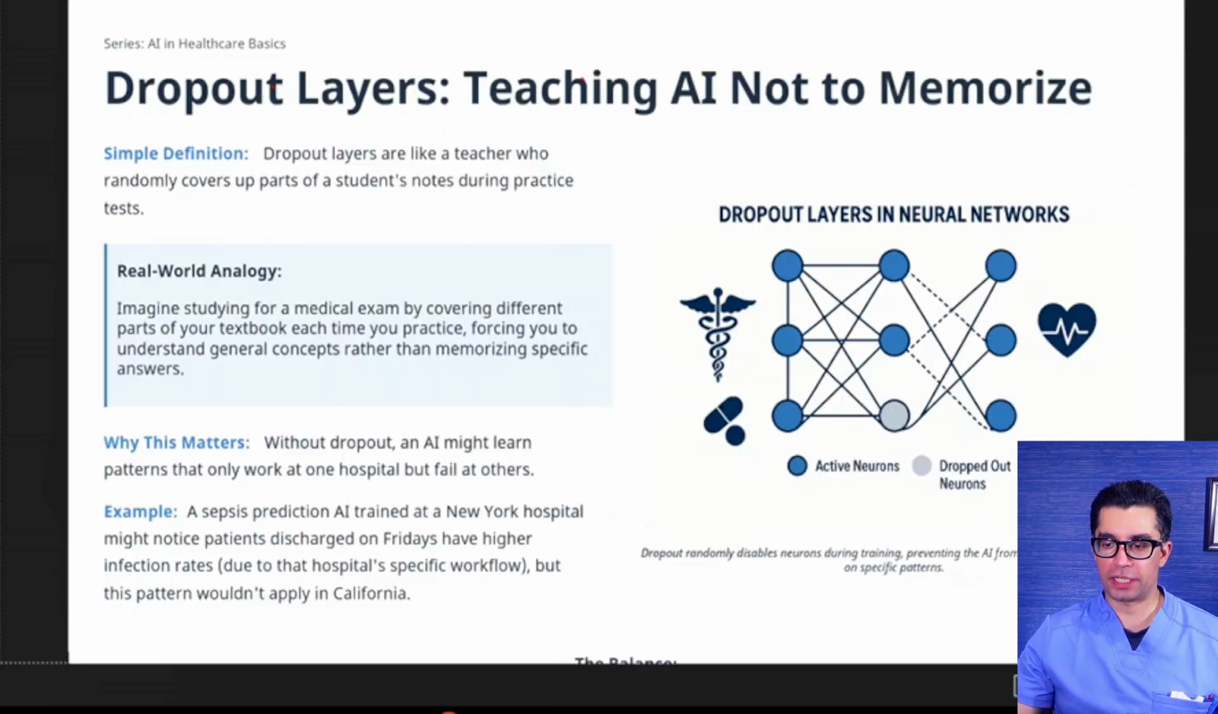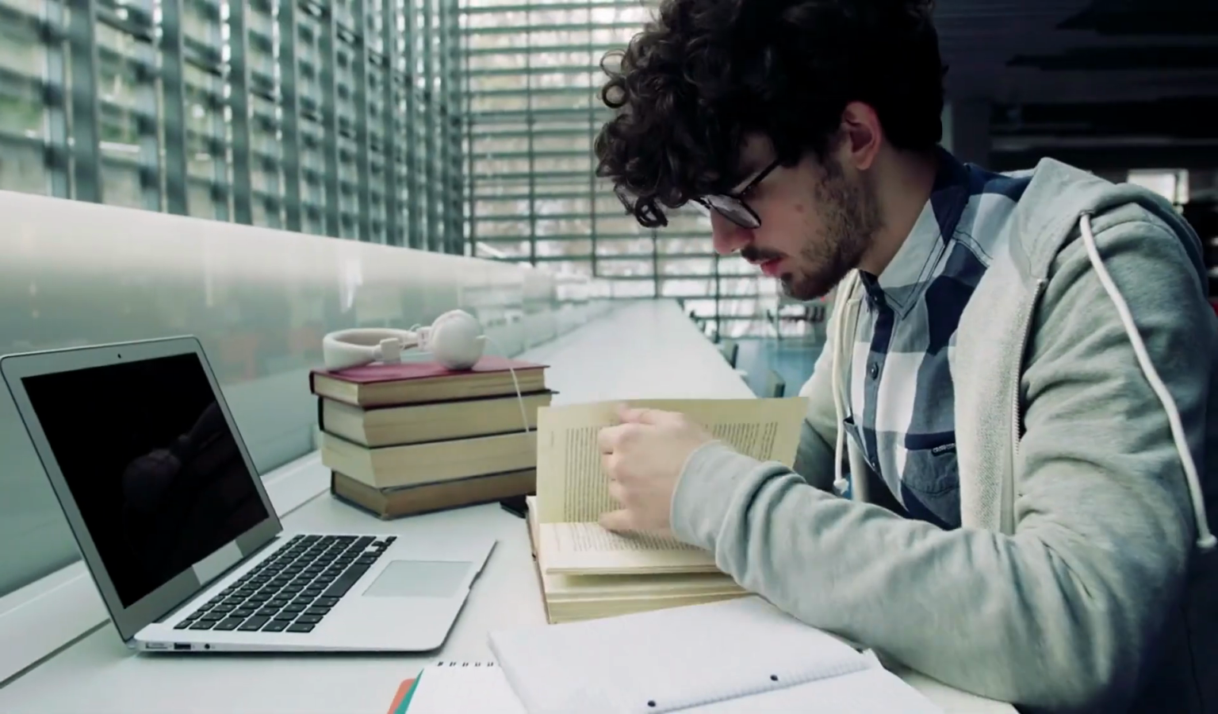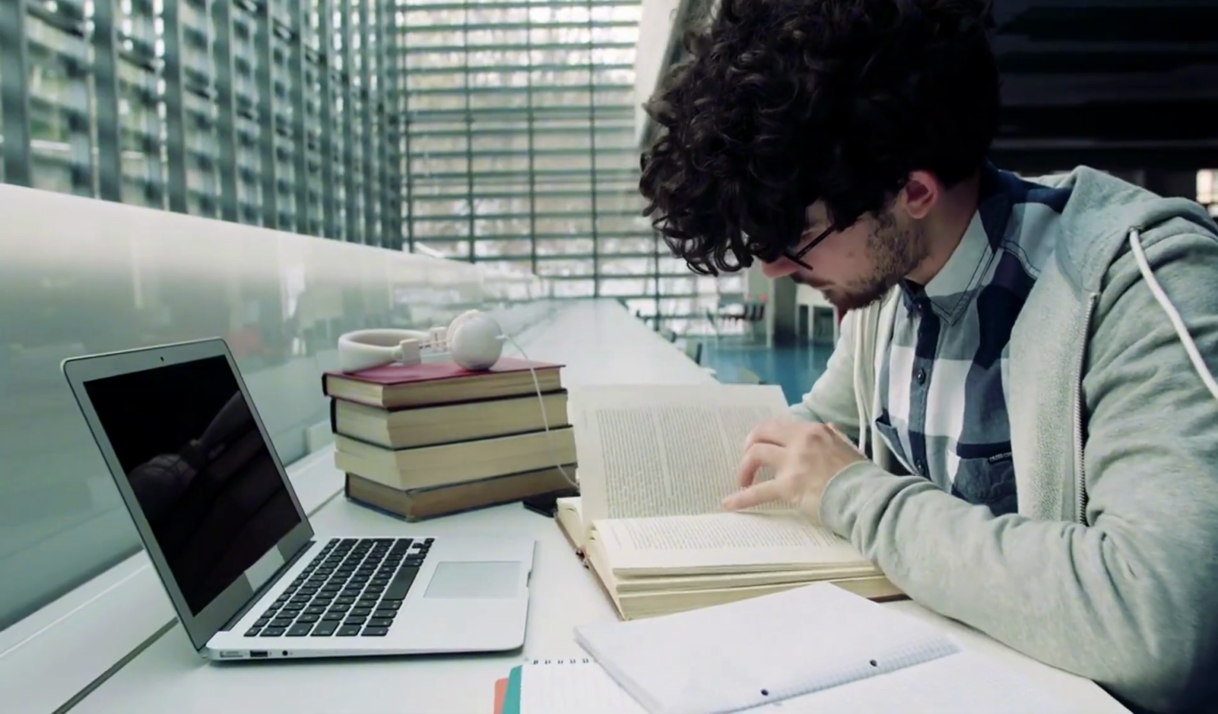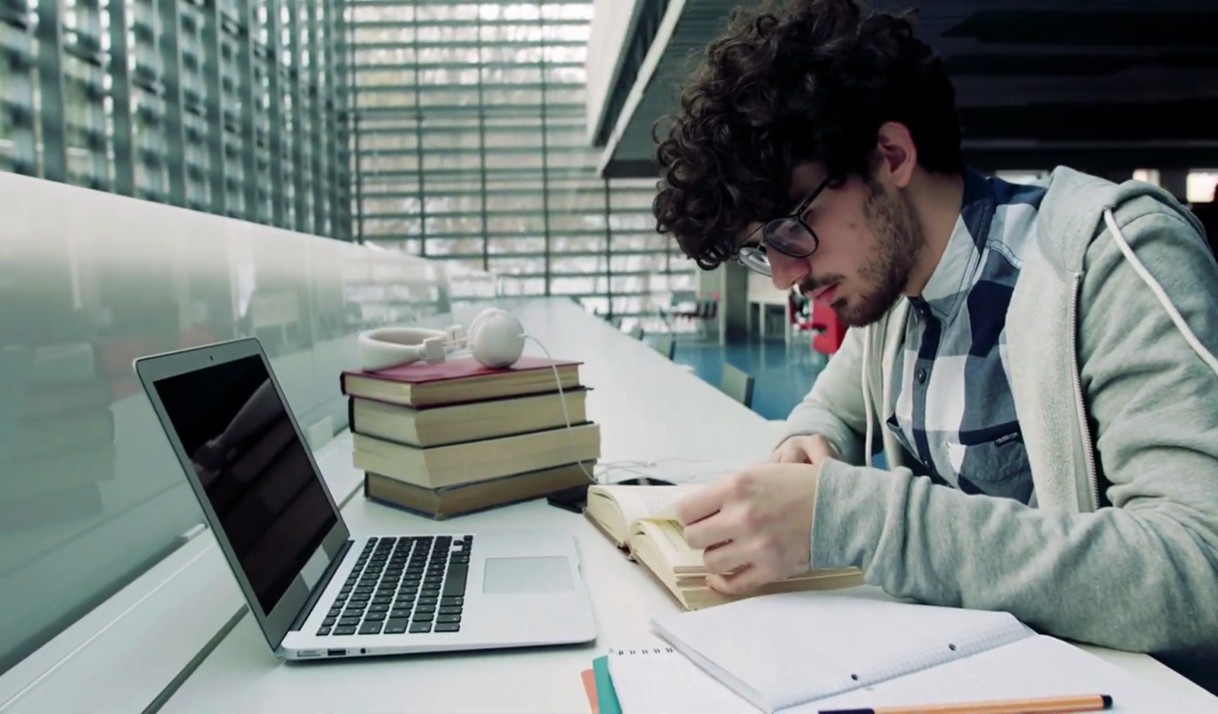Okay, so dropout layers, and these are very important to understand. So what are dropout layers? This is basically teaching AI not to memorize, okay? So imagine you are studying for a test, but instead of just memorizing answers from one textbook, you randomly cover different parts of each page while studying. So this forces you to learn the general concepts rather than just memorizing specific details.